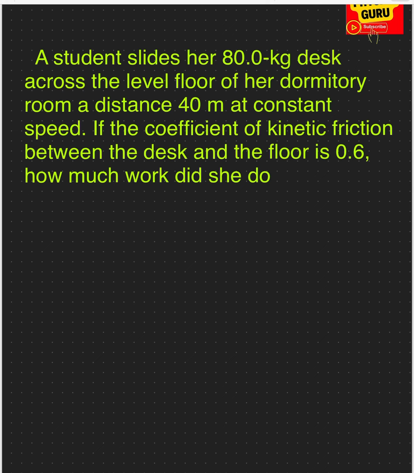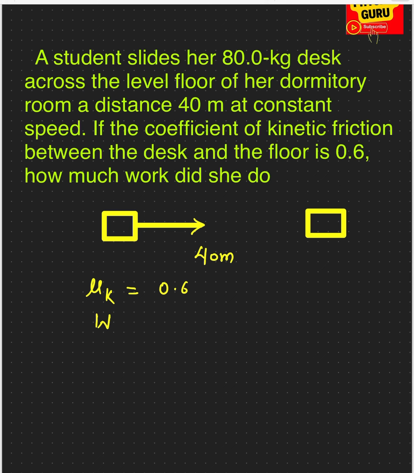Okay, so let's draw the free body diagram first. So we have an 80 kilogram mass, and then you move this one 40 meter. The distance is given. The distance is 40 meter. The coefficient of kinetic friction is given, which is 0.6. And now you have to find out the amount of work done.